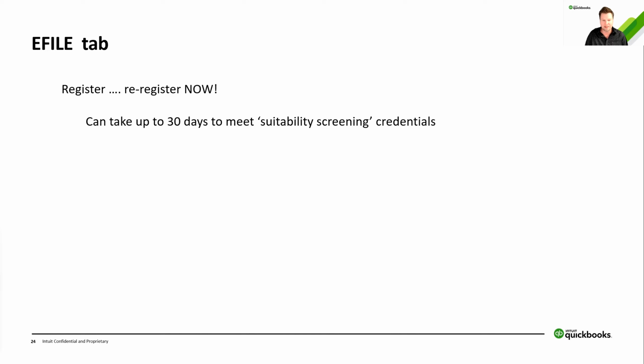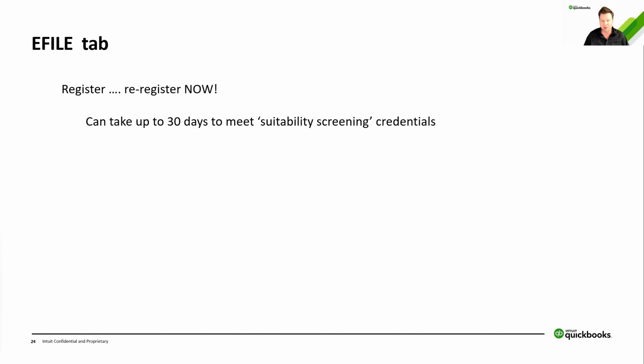I've already done mine. I did mine on November 1st of this year, and I have yet to hear back. So it's November 17th. The CRA says it can take up to 30 days to meet their suitability screening credentials. So please ensure that you renew as soon as you can. Put that on your calendar. I say make it a recurring annual event on your calendar, so that you renew with ample time and you don't face expired e-filing credentials, and then you can't e-file tax returns.